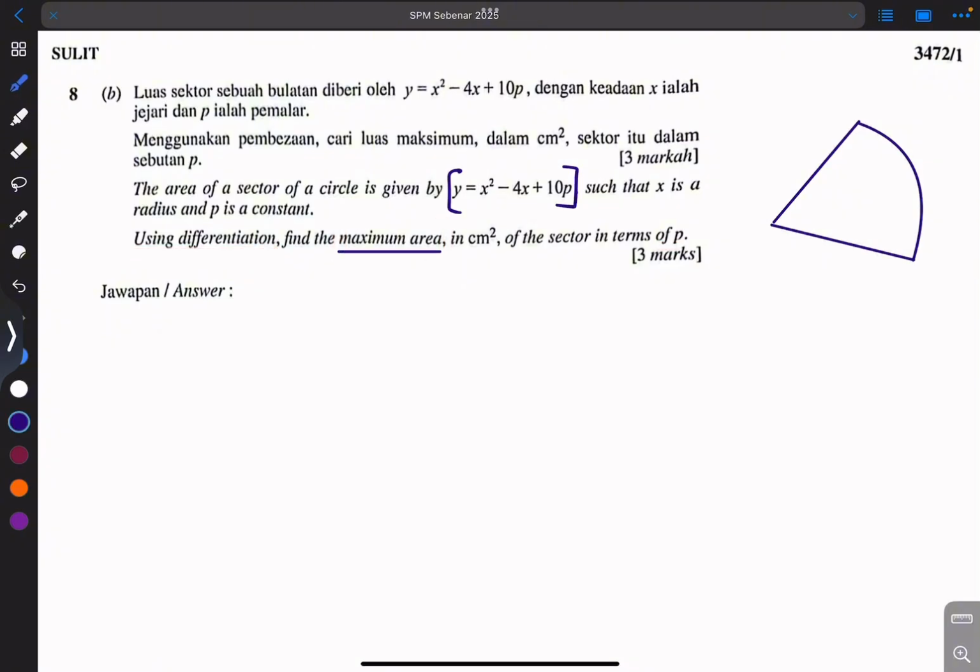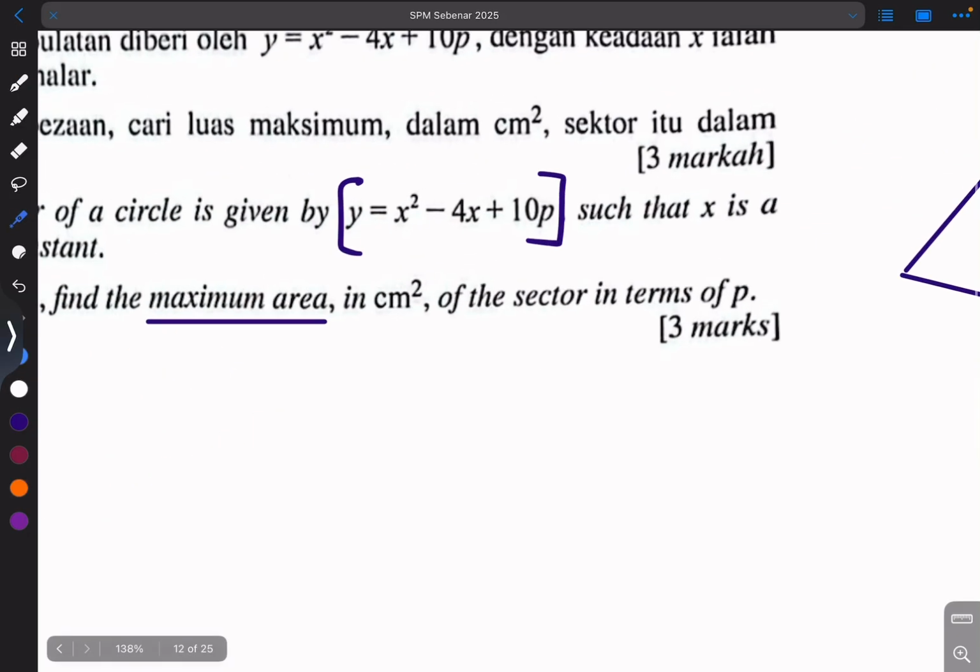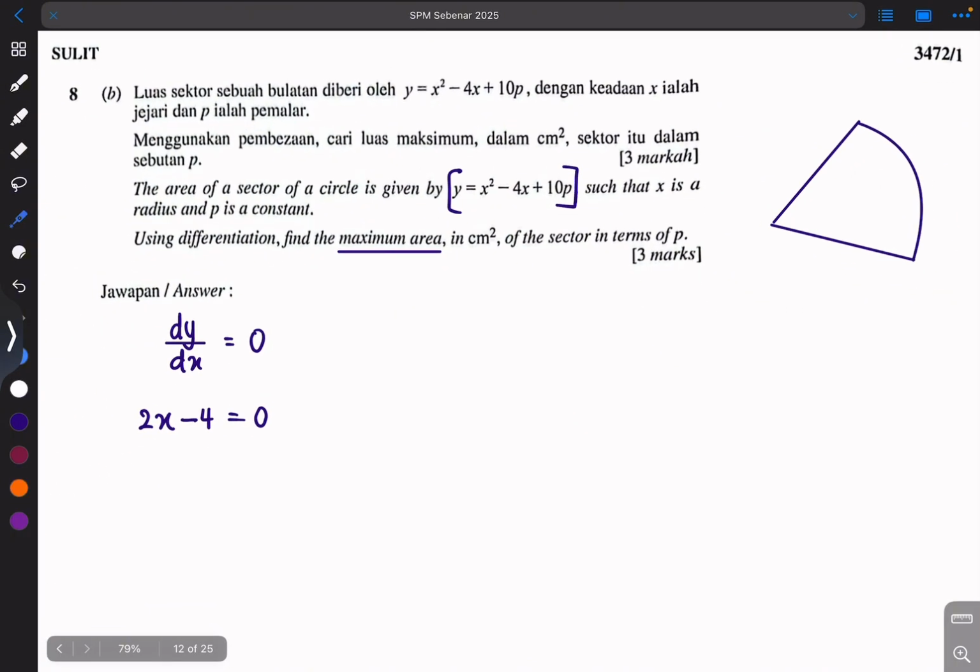So we want to find maximum area. That means dy over dx will equal to 0. Whenever you see maximum or minimum, you must remember dy dx is 0. So in this case, let's just differentiate this. So if y is this, dy dx would be 2x minus 4. The 2 here, bring in front, so it becomes 2x. And negative 4 power 1, when you differentiate, you get negative 4. So from here we can find x. x will be 4 over 2, which is just 2.